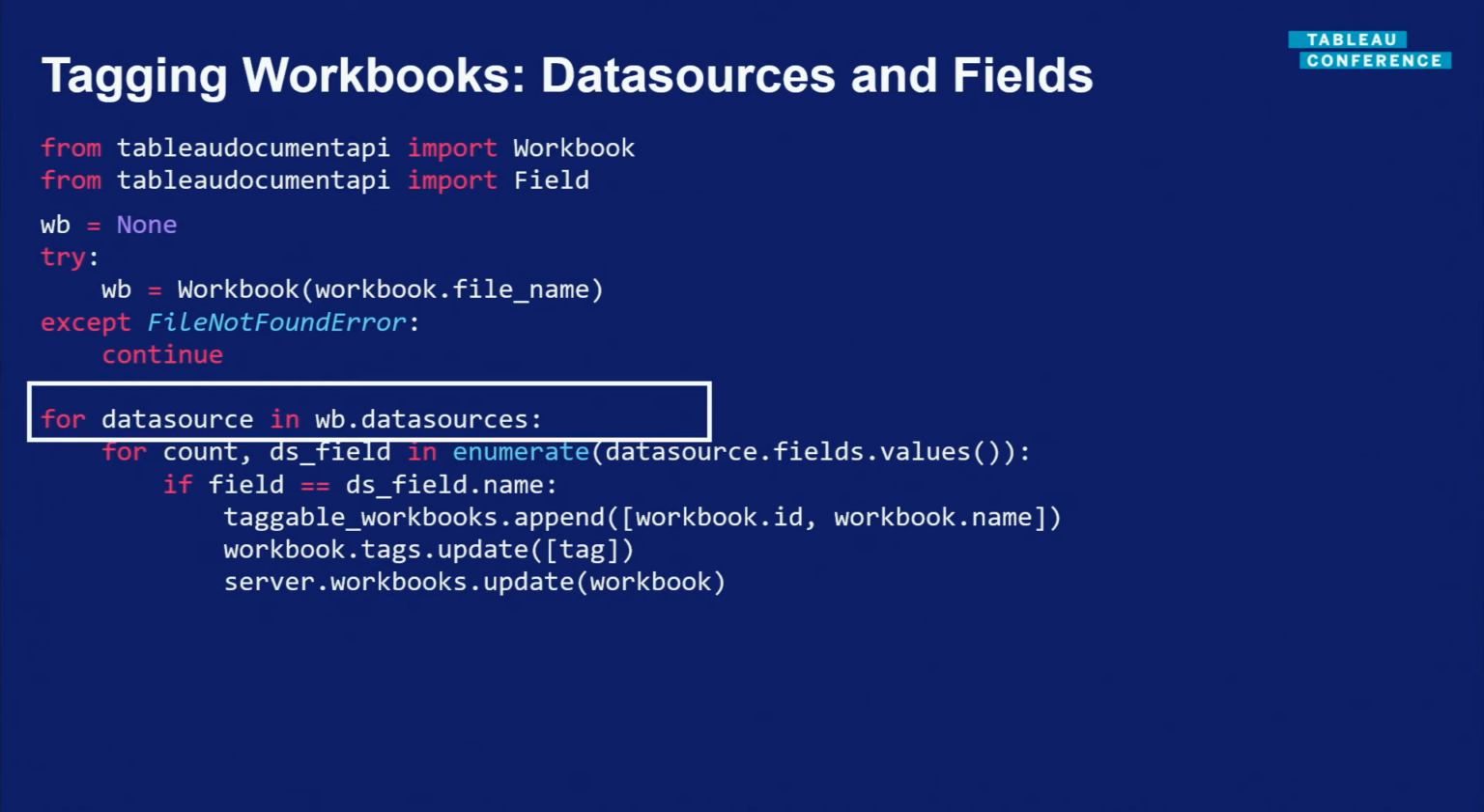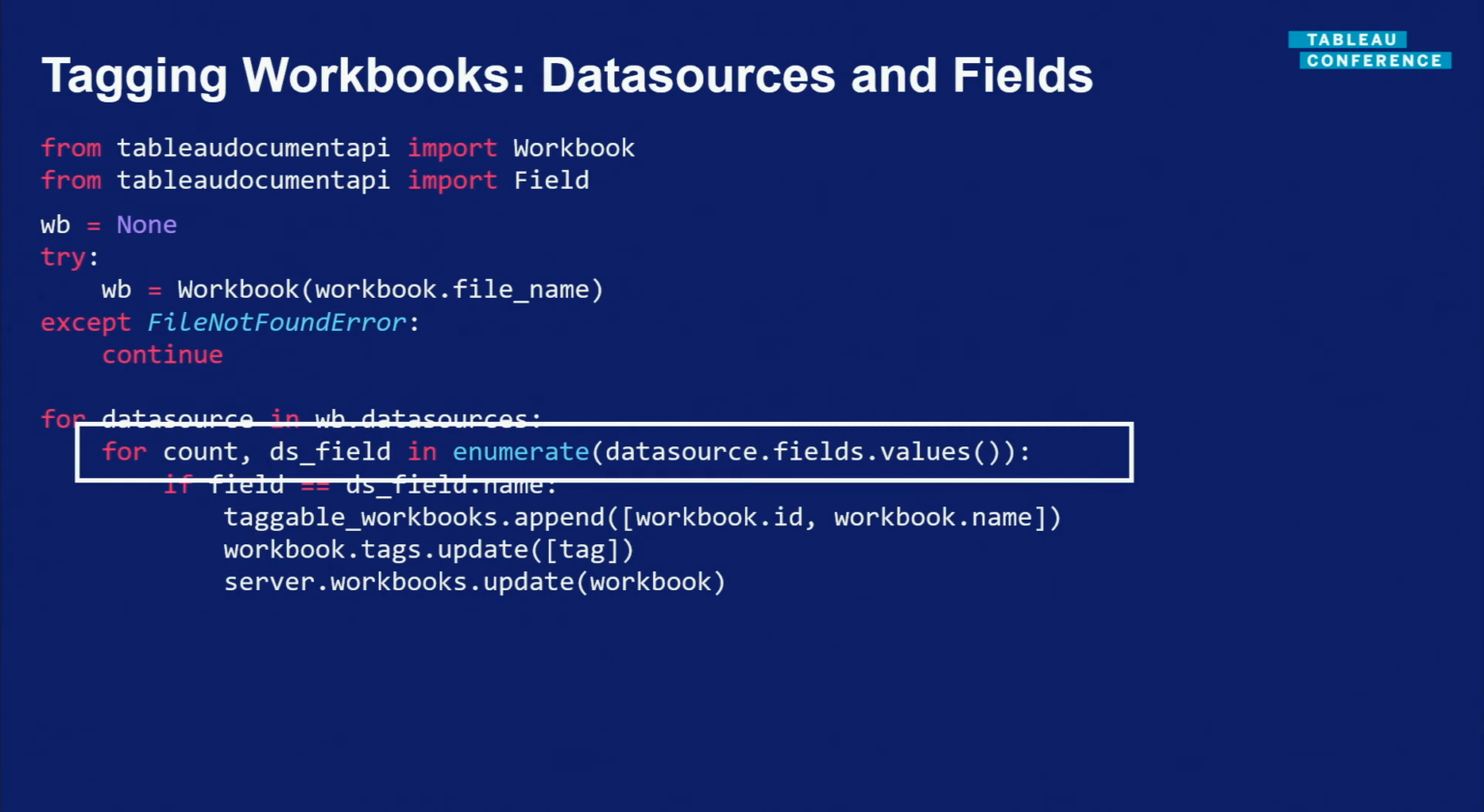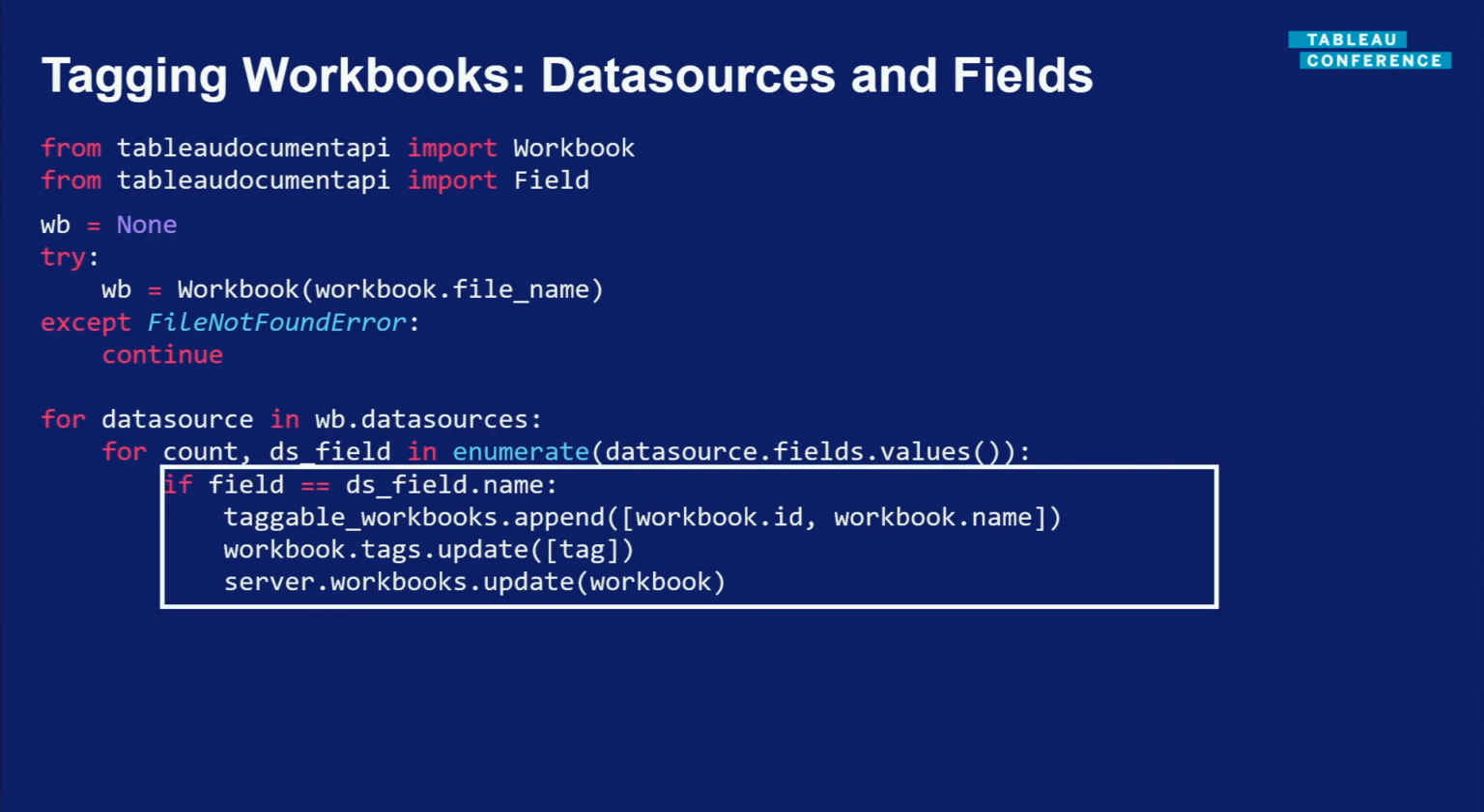And then we're going to go through each data source in that workbook, because there could be more than one, and each field in those data sources. And if that field equals a name that we're looking for, we can tag the workbook and add it to a list so we can do some processing later. And finally, we can update the workbook. Let's say we want to change what that calculated field is. The Tableau Document API will allow you to do that.